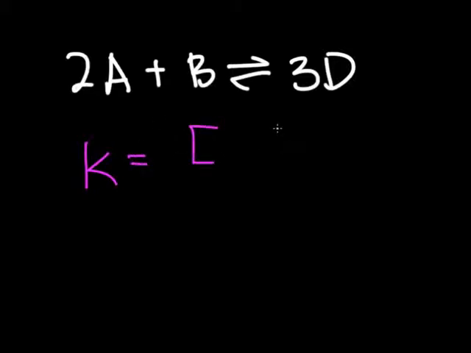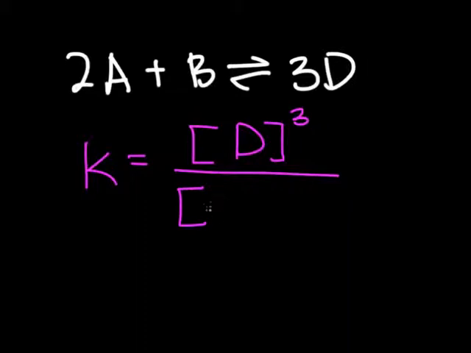So we always have the concentrations of the products in the numerator, and if we have a 3 in front, we raise this concentration to the third power, and we divide by the concentrations of the reactants, A, which is raised to the second power, and B, which is raised to the first power, because you could think of B as having a coefficient of 1.